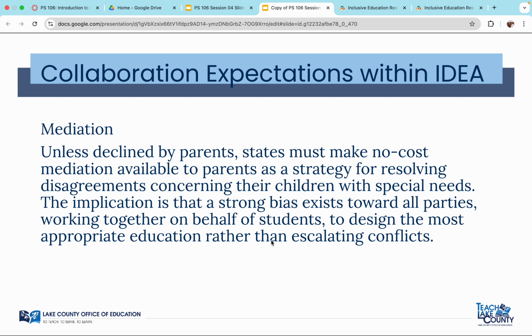So the state must make no-cost mediation available to parents. So, if a parent is having a problem with their IEP, there could be something like ADR, which is an alternate dispute resolution. I've never had to go through that myself, so I don't know exactly what it looks like. Luckily, knock on wood. But we're talking about lawyers and attorneys, and making sure that parents have perhaps a public defender available to them if they need it.